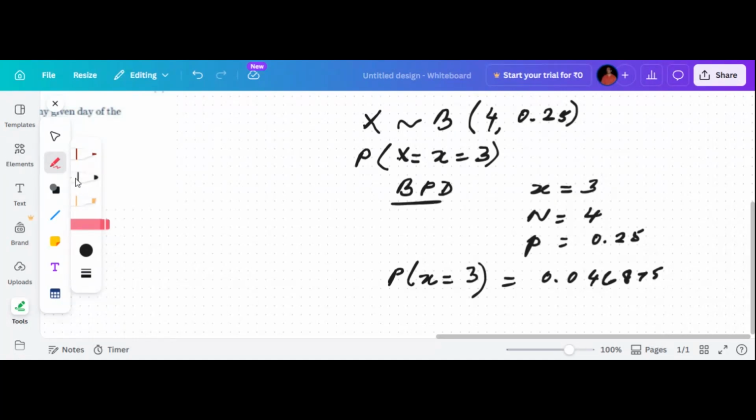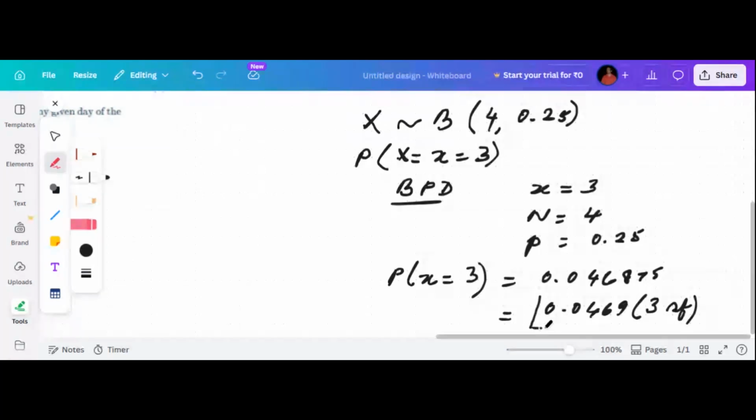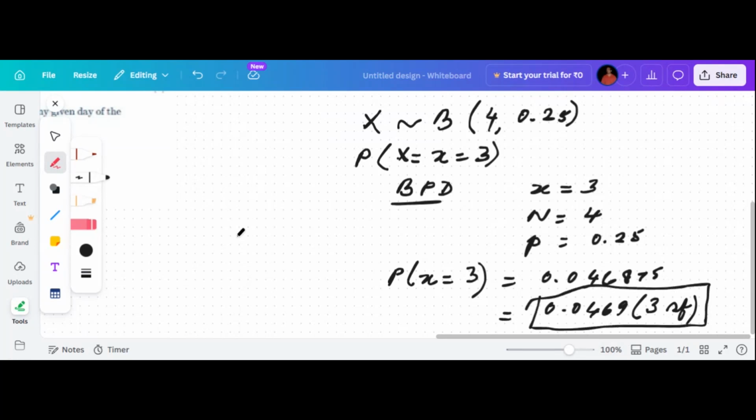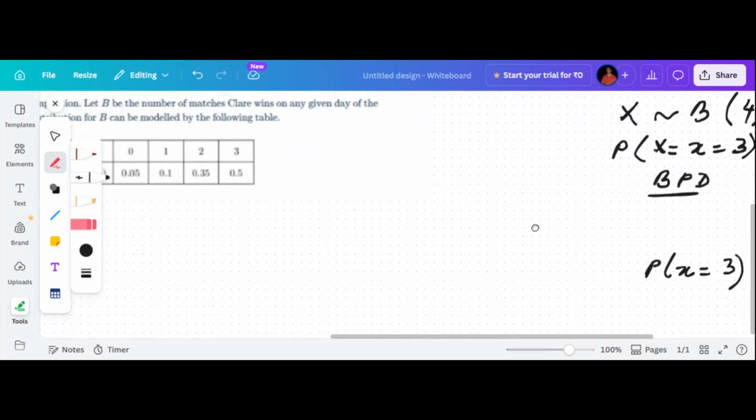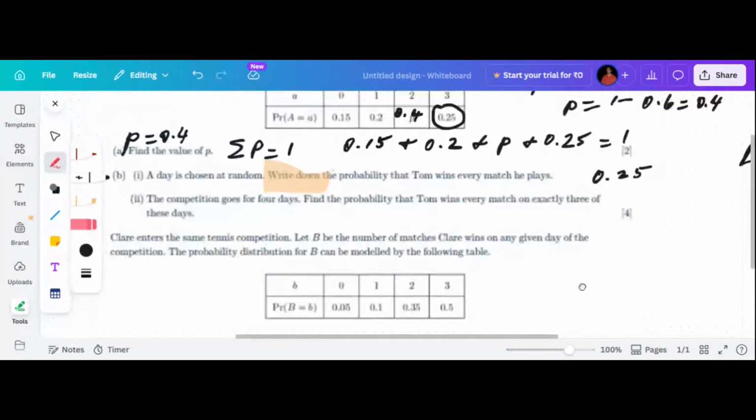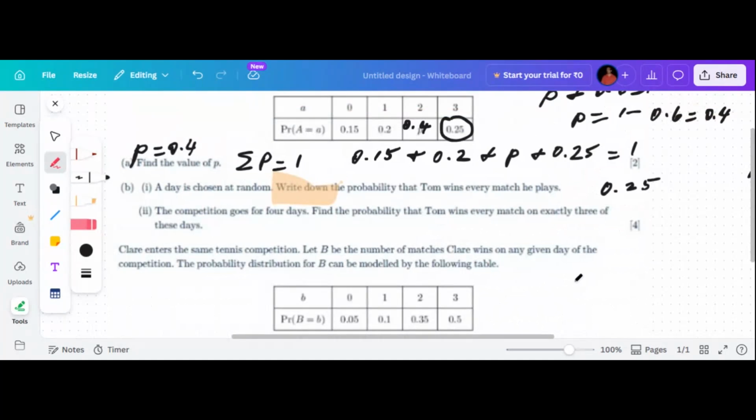Okay. This is my raw answer, which is equal to 0.0469 to 3 significant figures. So that's my answer. The probability that Tom wins on exactly 3 days is 0.0469.